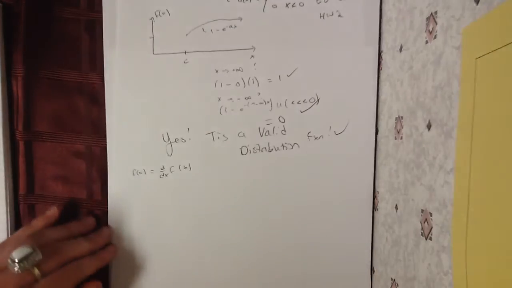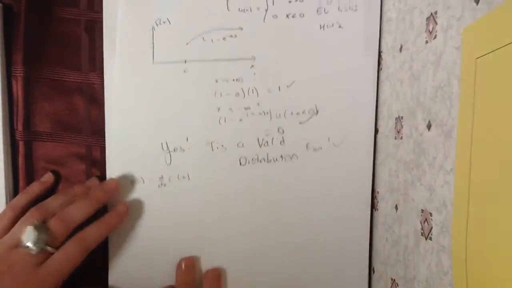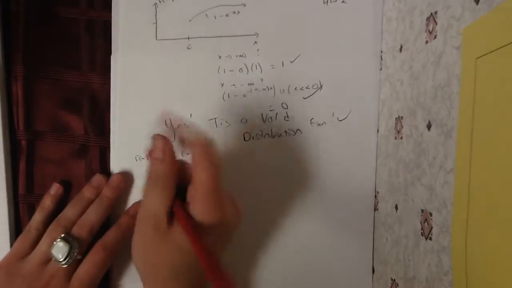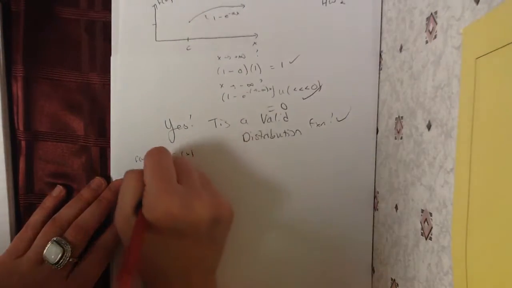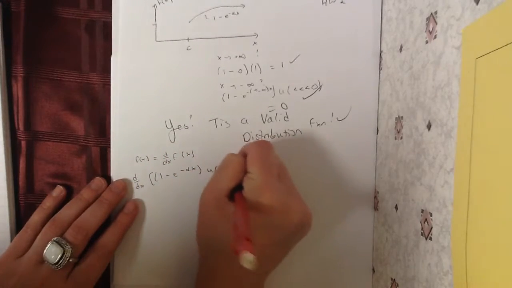Now this is kind of an easy differentiation. We're just taking f of x is this. Let's see the top part. Oh, we can't see that part anymore, so I'm just going to rewrite it down here. So you see we're taking d/dx of 1 minus e to the negative alpha x times the unit step function at c.